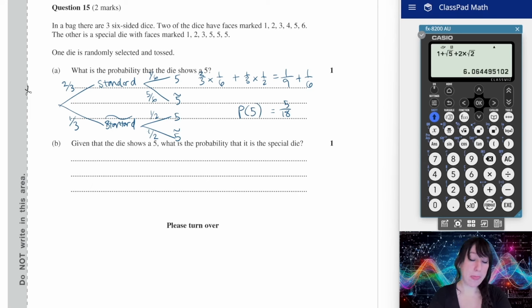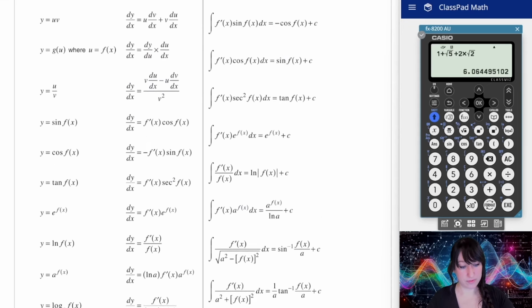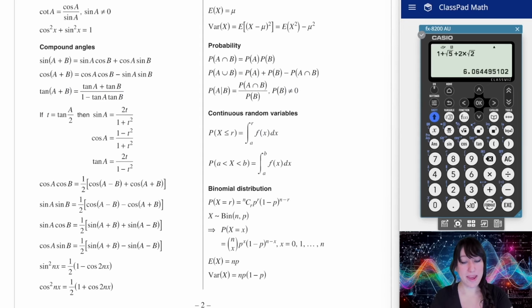Part B says, given that the die shows a 5, what is the probability that it is the special die? So this is a conditional probability question. We can get a formula for conditional probability from the formula sheet. On the second page, this formula here is for conditional probability. The probability of A given B is the probability of A and B divided by the probability of B.